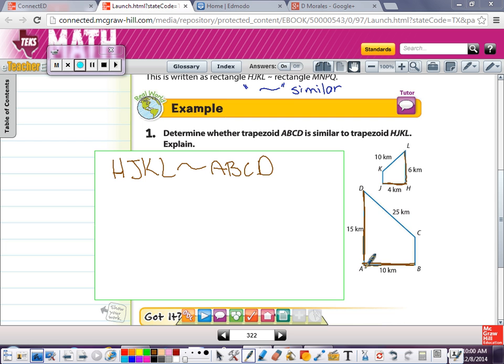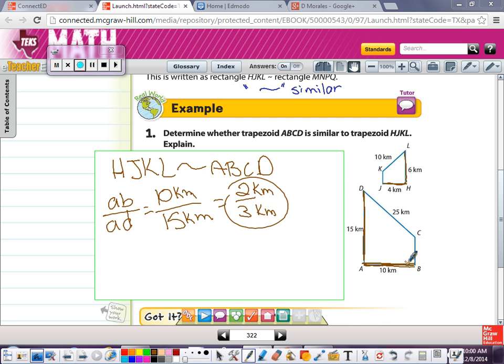For example, I'm going to take AB from my big trapezoid and compare that to AD from the same trapezoid. I'm going to take those measurements. I know A to B is 10 kilometers, and I know A to D is 15 kilometers. 10 to 15, this ratio can be simplified by 5, and I get 2 to 3 kilometers. That's the ratio within this shape, how they're all related.